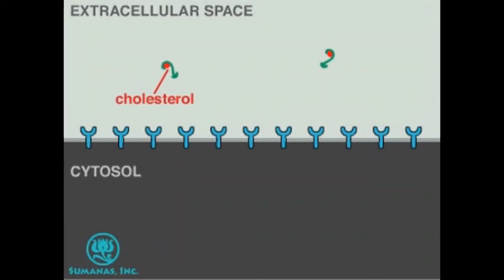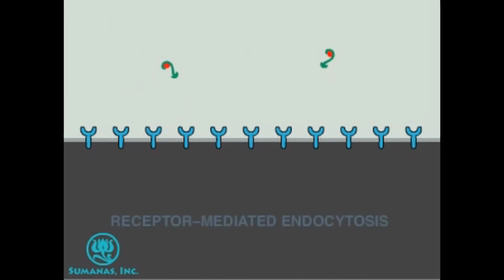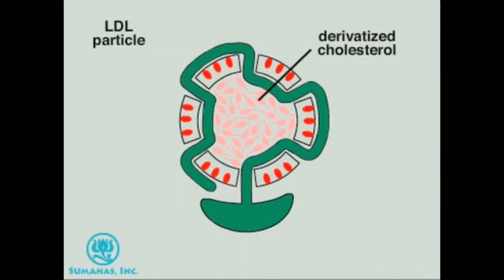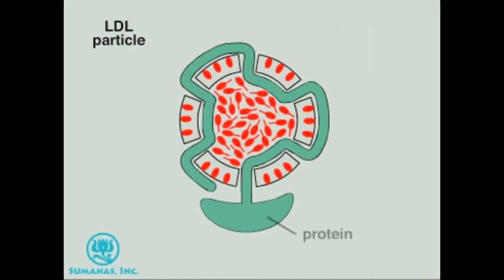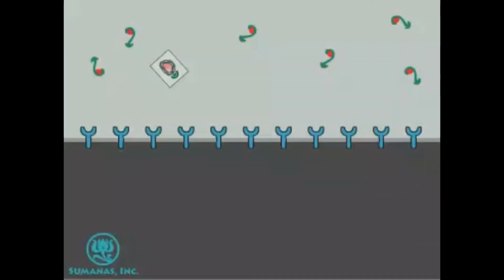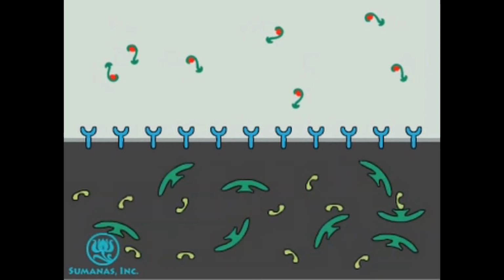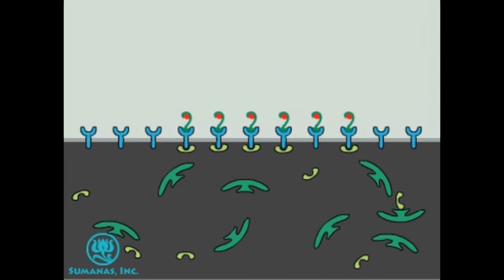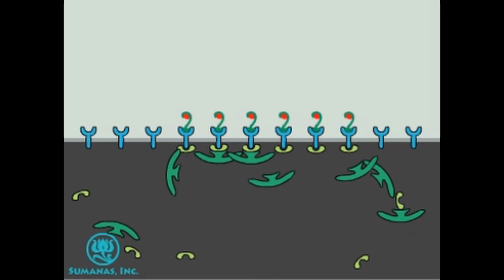Cholesterol circulates in the bloodstream and then enters cells by receptor-mediated endocytosis. Instead of circulating freely, cholesterol molecules are derivatized and packed inside low-density lipoprotein particles, or LDLs. A protein and phospholipid layer surrounds the cholesterol molecules. The protein portion is recognized by LDL receptors on the surface of cells. An adaptor molecule, called adaptin, binds to the tail of the LDL receptor that protrudes into the cytosol. Adaptin recruits clathrin molecules, which start coating the membrane.